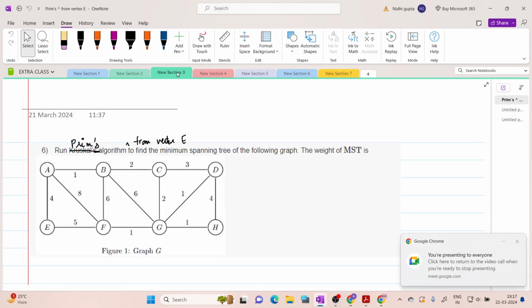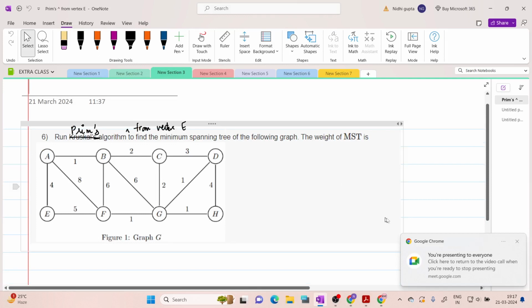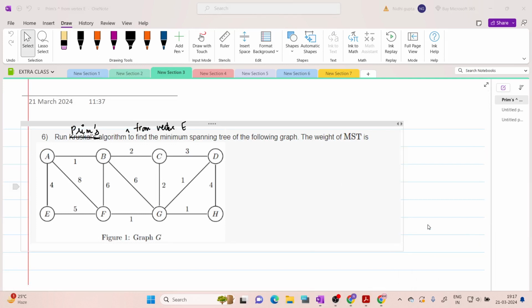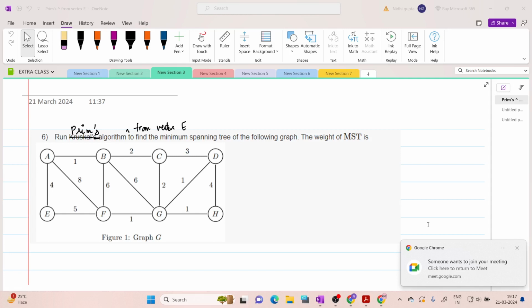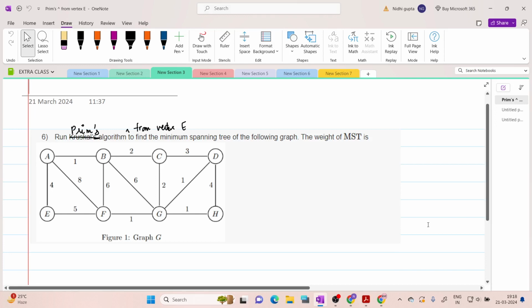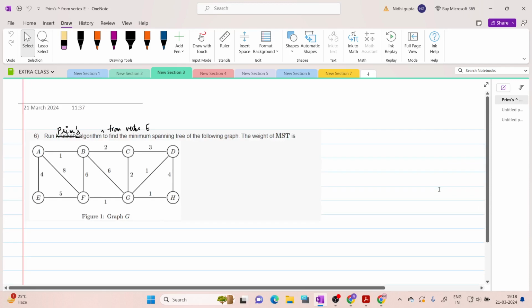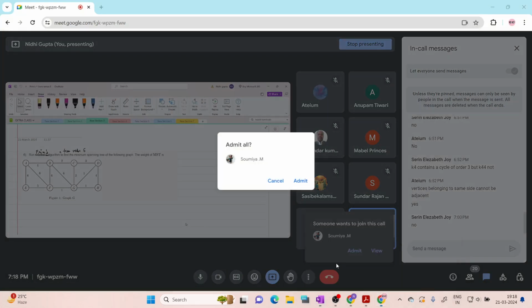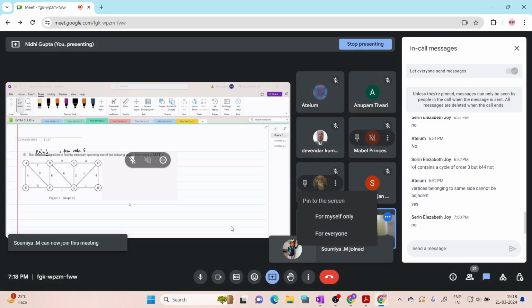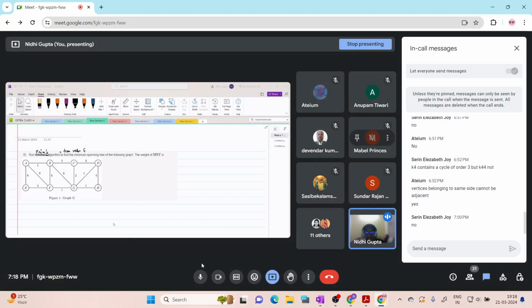Okay, I think I skipped something. Yeah. So now there's one more. We have to find a minimum spanning tree using Prim's algorithm, which is starting at vertex E. So, is everyone aware of Prim's algorithm?